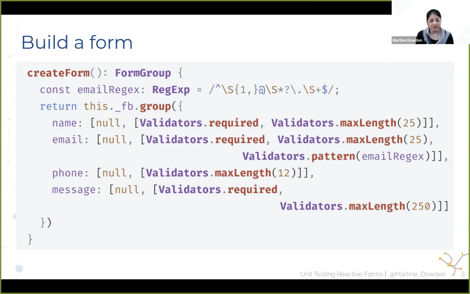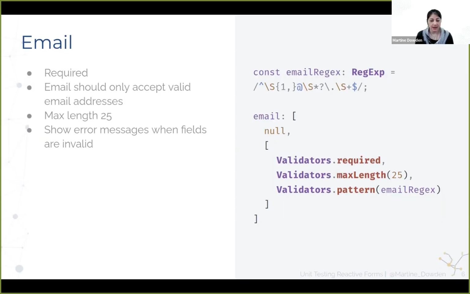From there, I have to ask, does my form actually validate like it's supposed to, and does my form actually do what it's supposed to? I'm going to look at email specifically because email has the most going on. It's got a regex we definitely want to test, and then it's got the same other two validators that the other fields have. Most of the tests we would write for email, we would want to write for the other fields as well. So I'm going to focus mainly on this one because it has the most going on.